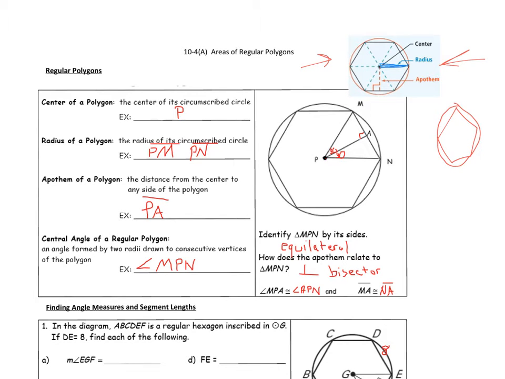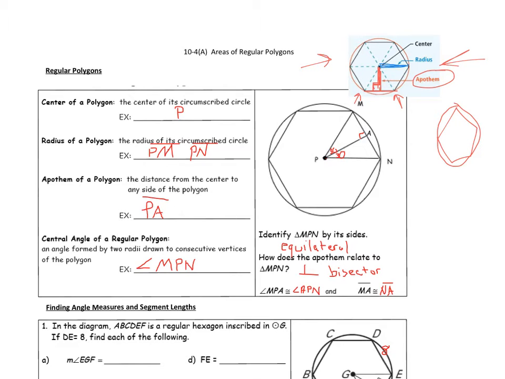But we have a second segment that's important that doesn't go to one of the vertices. It goes at a right angle to one of the sides. And that is a new term for us. That is called an apothem. A-P-O-T-H-E-M, apothem. The apothem and the radius are different, but they're related.